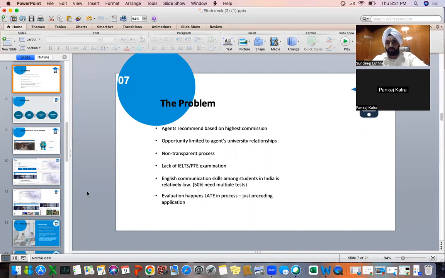If you talk about the evaluation, we really want to focus on profile creation, not just evaluation of the student's profile. When I say profile creation, it's because we'll be meeting the students at the school level, at a very early age.